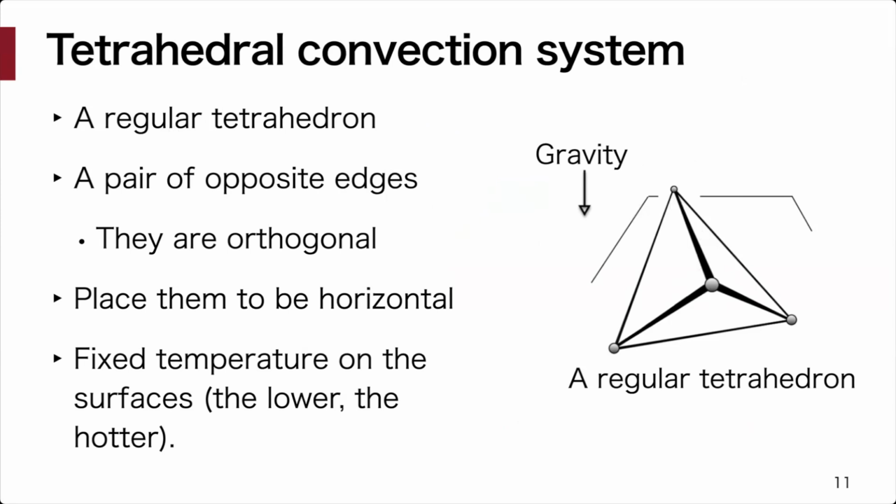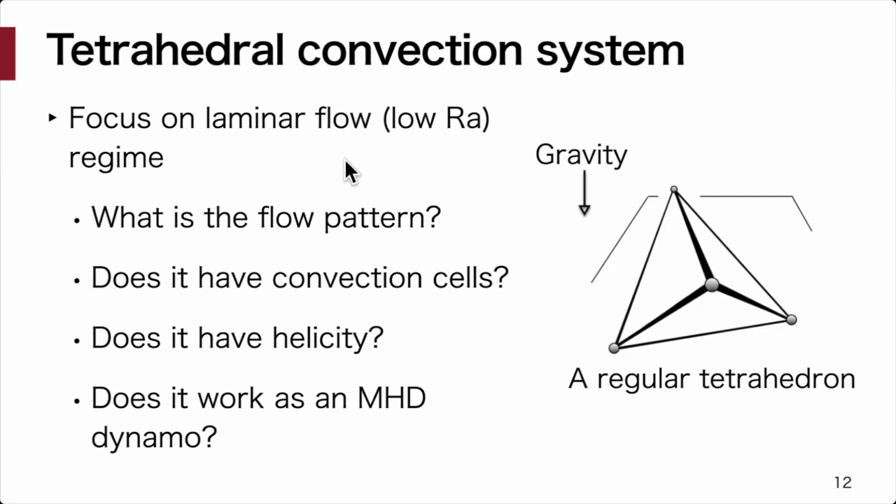opposite edges are placed in the horizontal plane. And we put heat from the bottom. Then thermal convection naturally arises, and it will, or I hoped, have some kind of helicity. Of course, if we increase the Rayleigh number, the flow becomes turbulent. But the focus of this work is simplicity. So I focus on the laminar flow or low Rayleigh number regime.